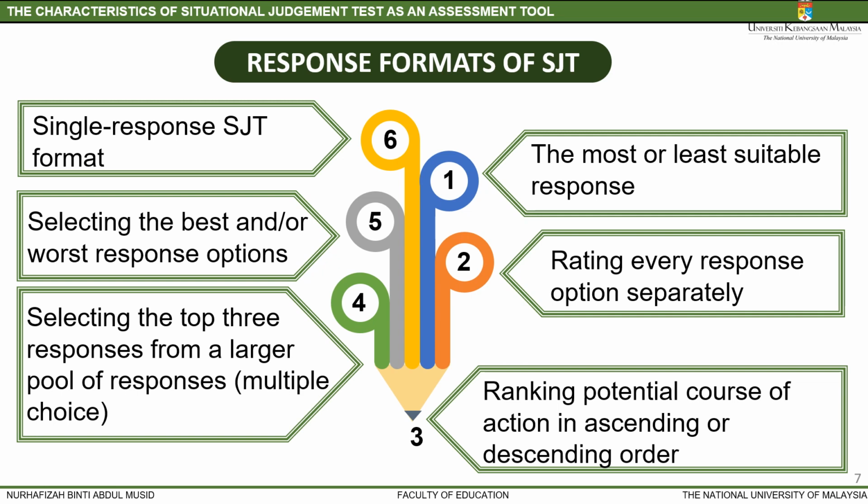Response formats of SJT. There are 6 response formats. First one, the most or least suitable response to situational judgment scenario. Second, rating every response option separately. Third, ranking potential courses of action in ascending or descending order. Fourth, selecting the top 3 responses from a larger pool of responses, or multiple choice. Fifth, selecting the best and or worst response options. And the last one is single response SJT format.